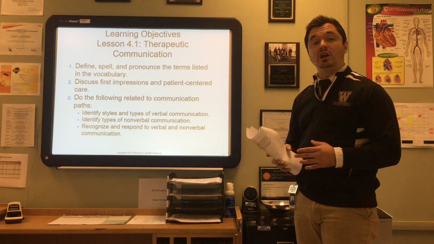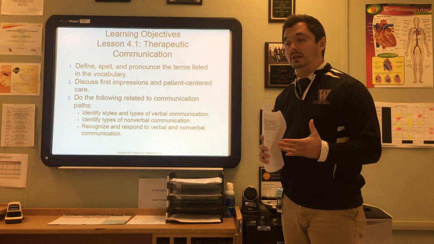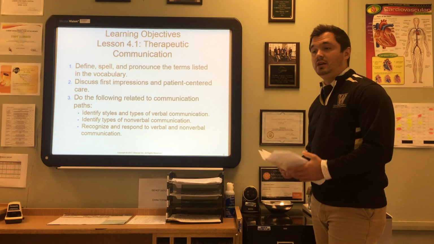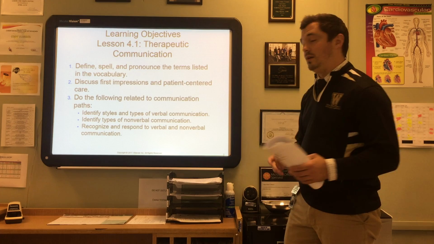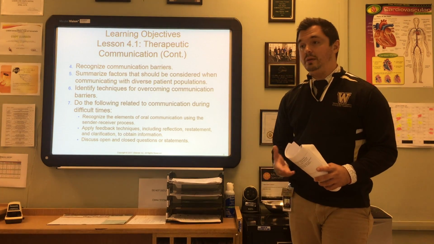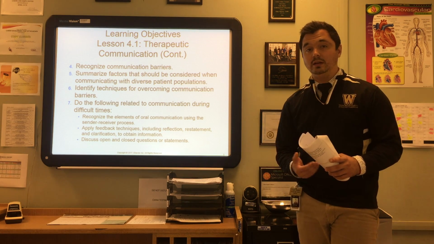We're going to talk about first impressions. We'll be able to do the following tasks and skills related to communication. We need to be able to identify styles and types of verbal communication, identify types of nonverbal communication, and recognize and respond to verbal and nonverbal communication. We also need to be able to recognize communication barriers. We'll summarize factors that should be considered when communicating with diverse patient populations.